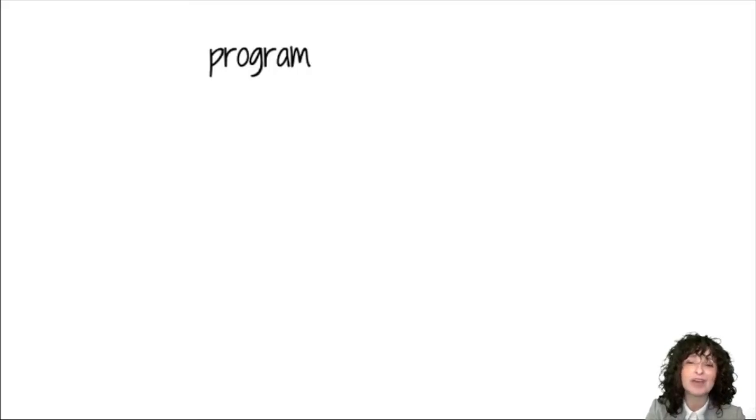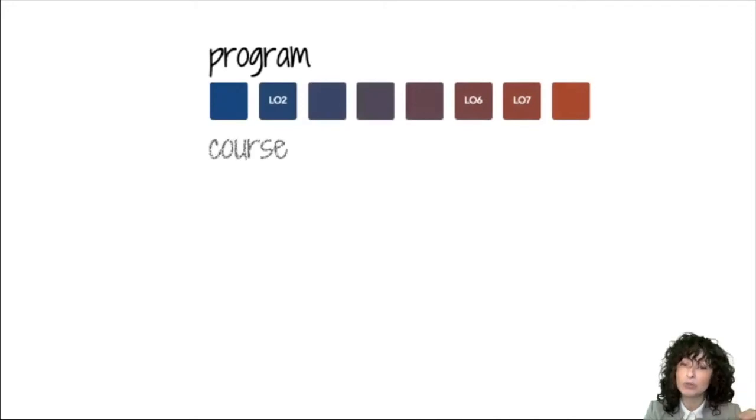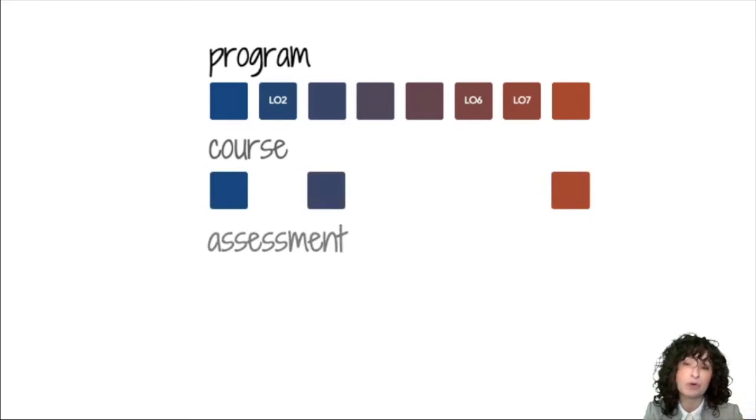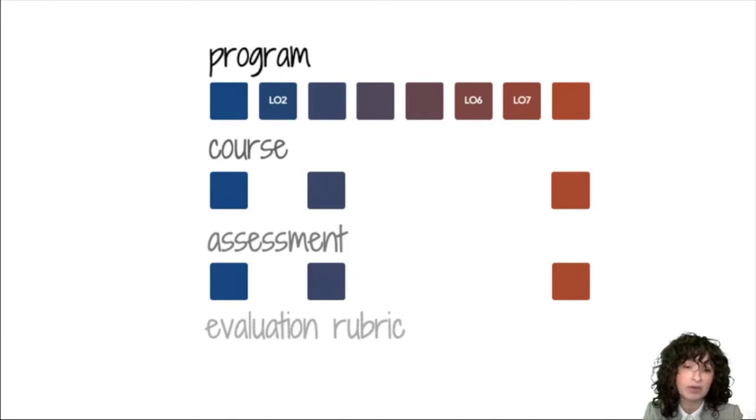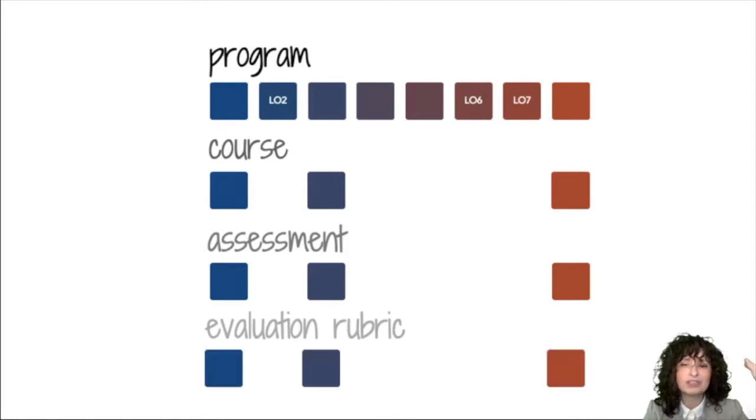The underlying theme of outcomes-based education is alignment. Program learning outcomes should be reflected in the course learning outcomes. Not all courses will address all program learning outcomes, but the outcomes that they do address should align with program level learning outcomes. And assessment objectives should align with course learning outcomes. The evaluation rubric, in turn, should reflect the assignment objectives. So really the theme here is alignment. You can follow that line all the way up from the program level design down to how assessments are being evaluated.